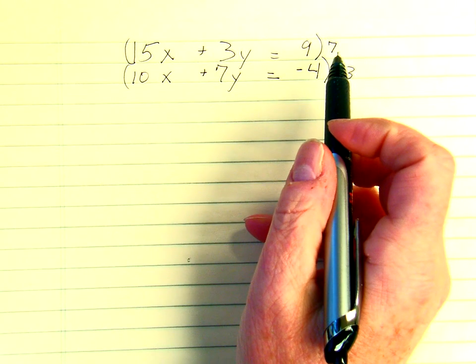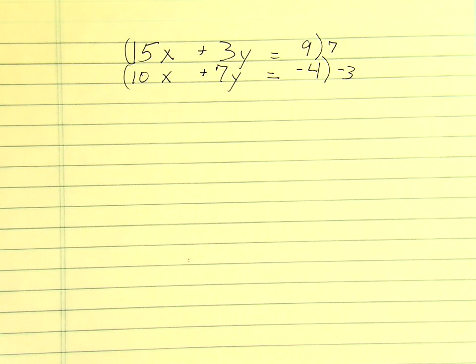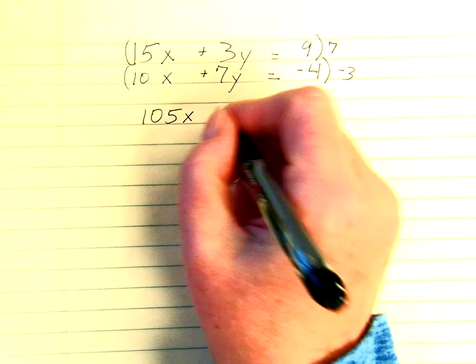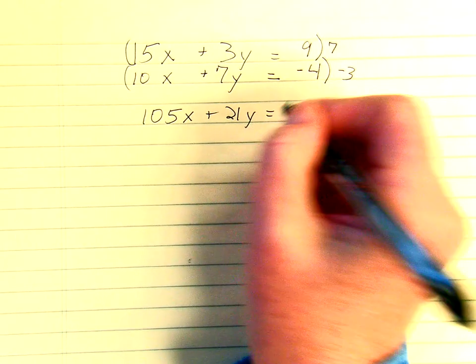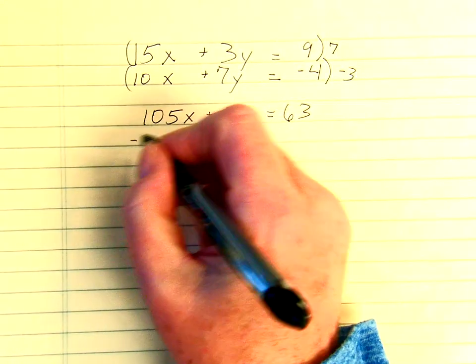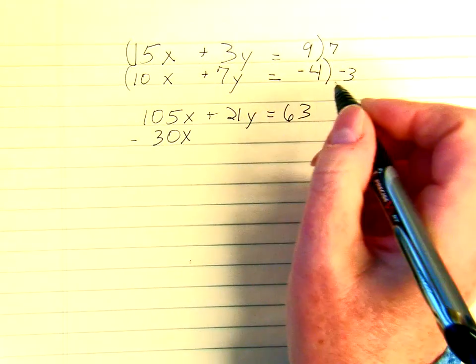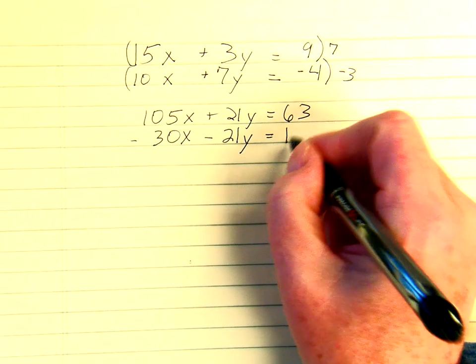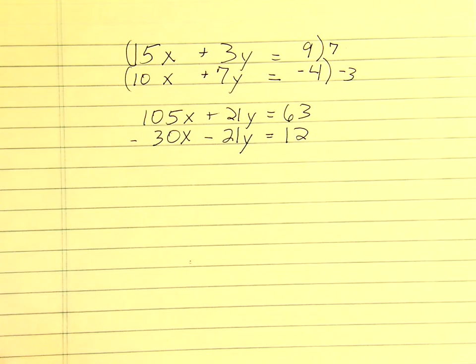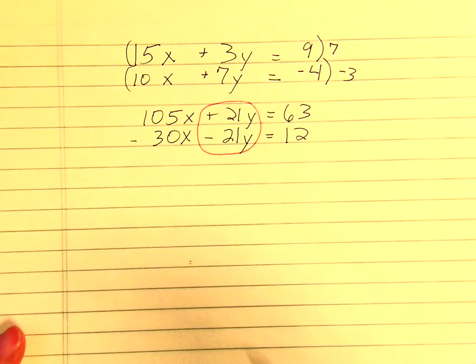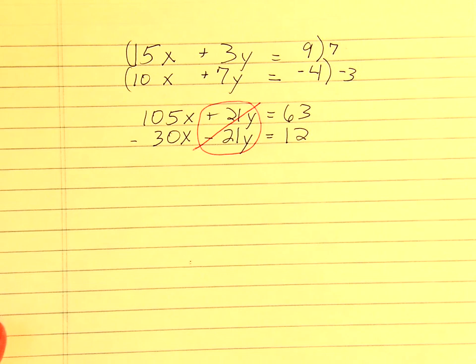So, yeah, I think I'm already questioning my methods here, because 7 times 15, and now I'm at 105 x's, whatever. So 105x plus 21y equals 63. Yeah, my numbers are really big. Negative 3, this gives me negative 30x minus 21y equals 12. Okay, well, at least that worked out well. So I have created this situation here, and that does zero out.